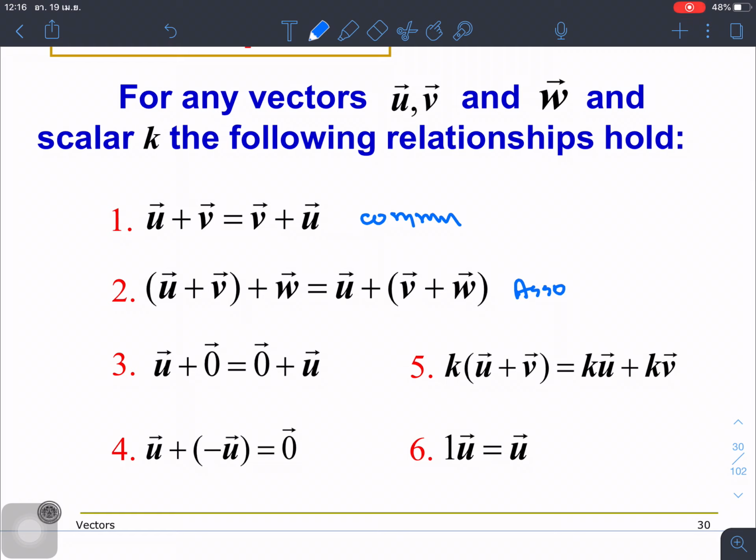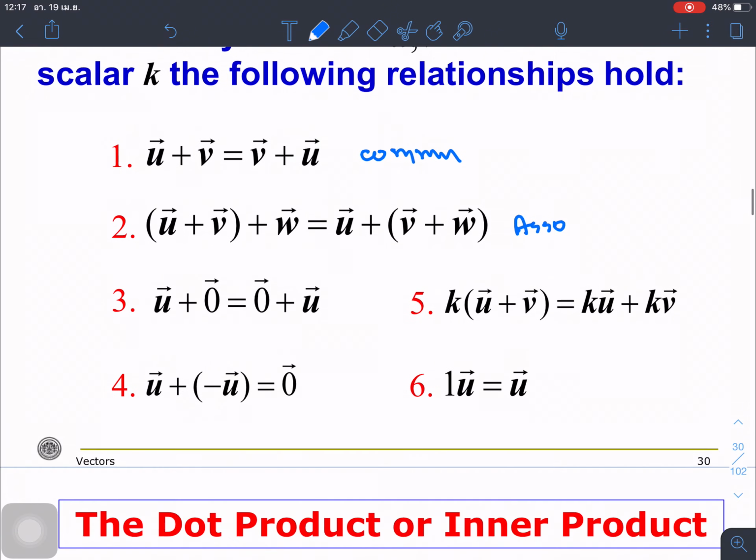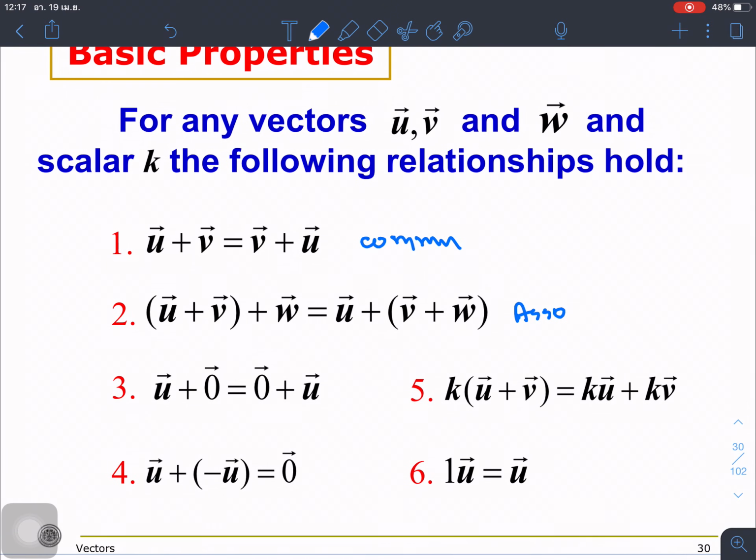You have scalar multiplication, number 5, and you have a unitary property, which is that the scalar 1 multiplied by the vector u gives you the same vector u here. All right, those are the basic properties. I think they are so common, you have to understand them. It's really natural, right? Sometimes you use them without thinking about the rules, you just use the property here. Okay.